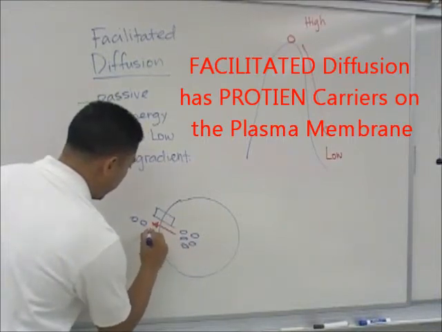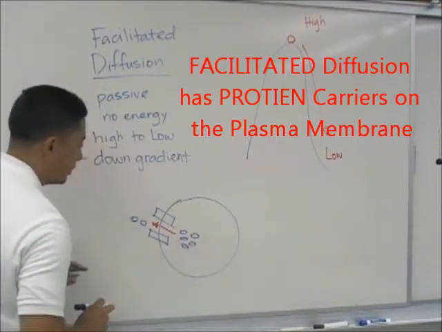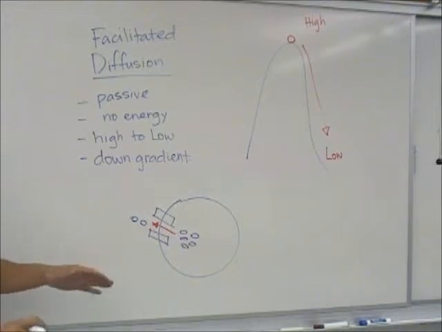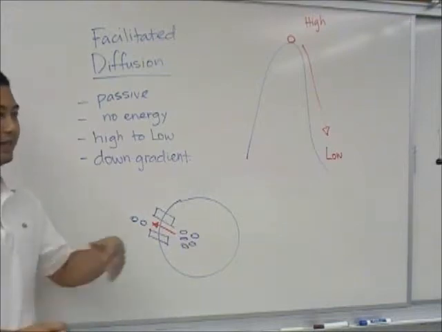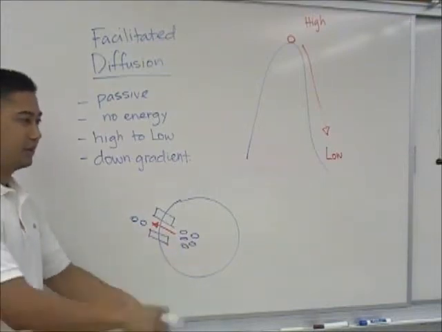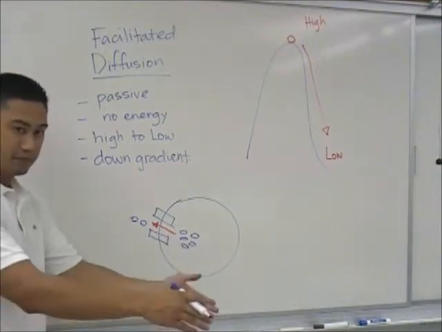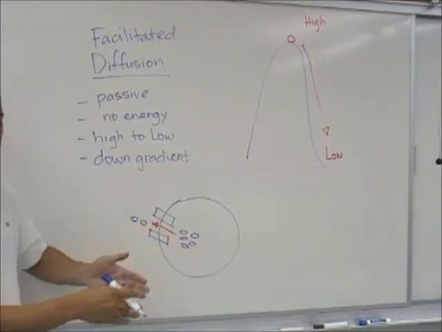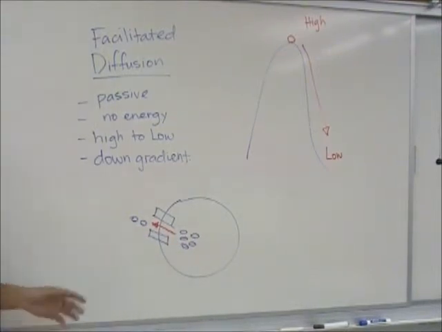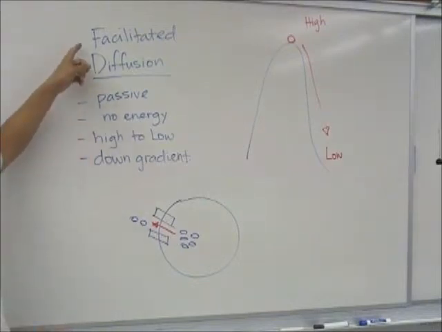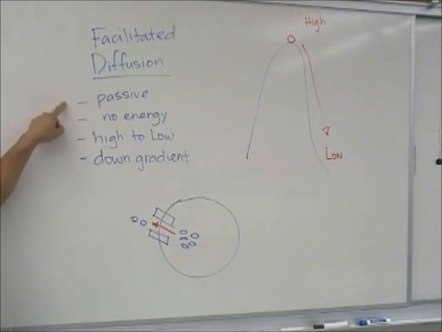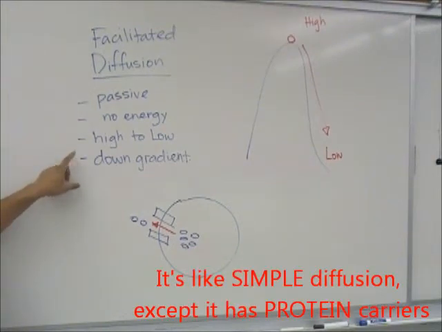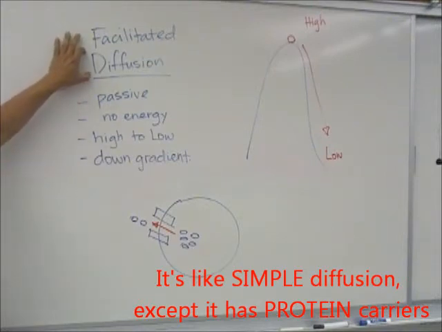Where is the protein carrier found? On the plasma membrane. Okay. It pretty much acts like a bouncer. If someone's getting kicked out of the club, the bouncer will help that molecule to leave or enter the cell. It depends on the concentration gradient. So basically, facilitated diffusion is still passive, no energy is used, high to low, and down gradient. Why are all these things there? Because it's a type of diffusion.